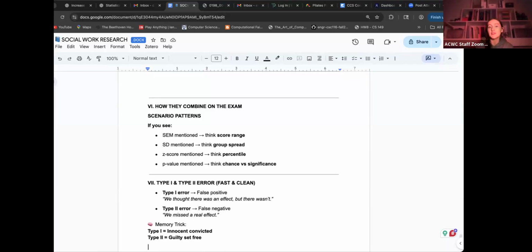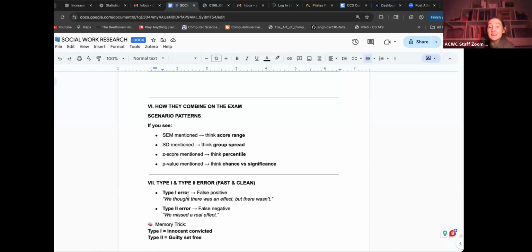Standard error of measurement: think score range. Remember, it's just that one person's score. What's the range of just Sophia's score? The standard deviation is the group spread. It's the spread of the whole group. There's an average, and where do all of our scores spread out around that average? The Z-score: think percentile. The P-value was just probability. What was the probability this happened by chance?